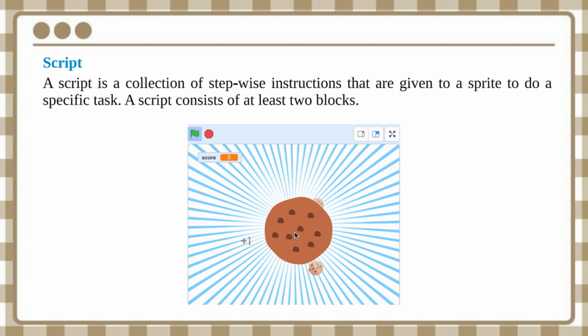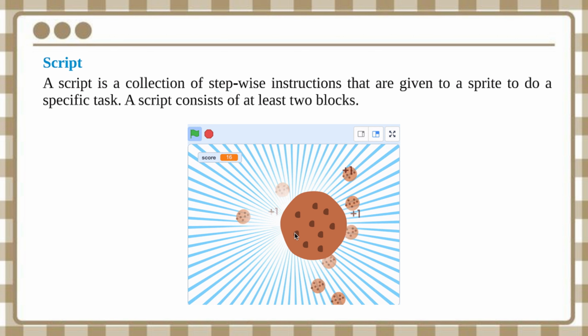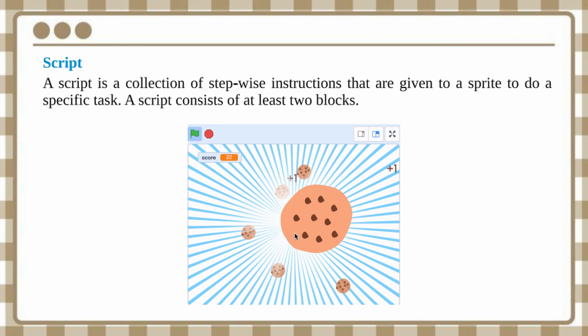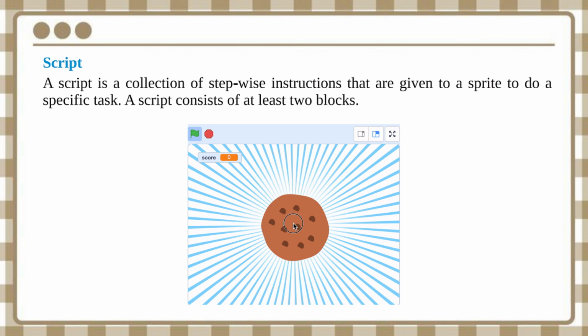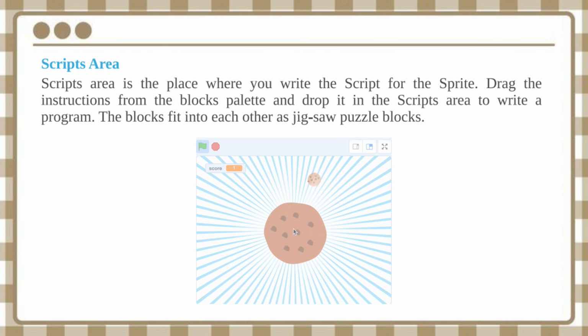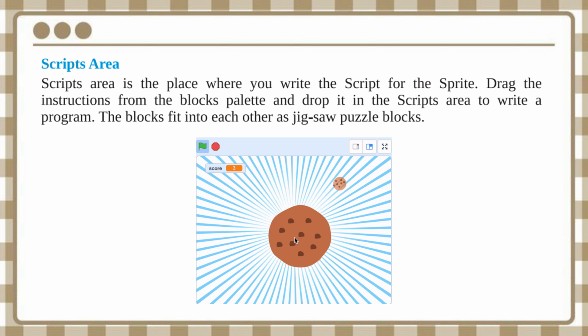Script. A script is a collection of stepwise instructions that are given to a sprite to do a specific task. A script consists of at least 2 blocks. Scripts area. Scripts area is the place where you write the script for the sprite. Drag the instructions from the blocks palette and drop it in the scripts area to write a program. The blocks fit into each other as jigsaw puzzle blocks.